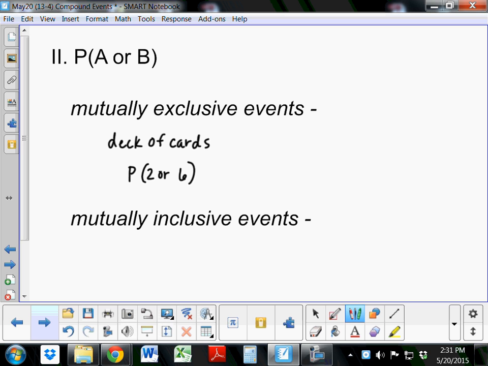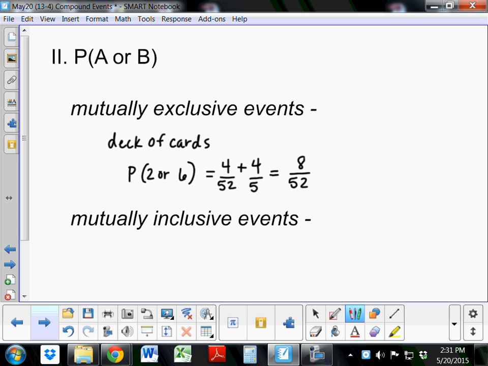How would you figure that out? How many cards would you be successful with? 8 over 52. 8 cards would make me happy out of 52. Why 8? Because there's 4 2s and 4 6s. 4 2s would make me happy, and 4 6s would make me happy. Each of those coming out of 52.